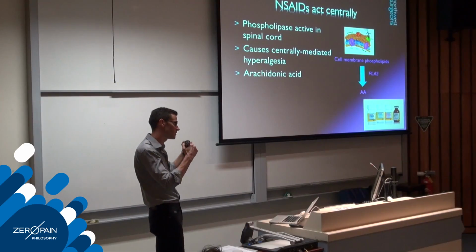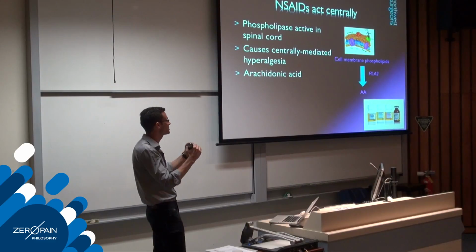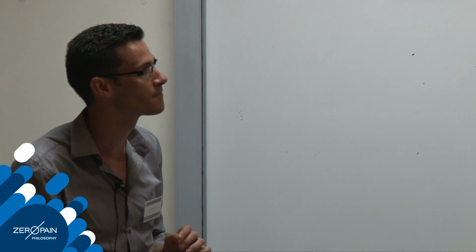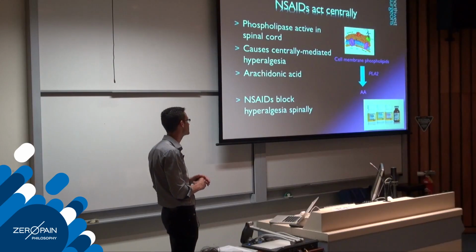We'll look a bit at the central effects of nonsteroidals as well. We know that in very painful and chronically painful cases, phospholipase is active in the spinal cord, and that causes centrally mediated hyperalgesia. So not only have you got peripheral hyperalgesia, you've also got the spinal cord contributing as well, which is a pretty bad situation to be in. And that decreases the production of arachidonic acid, which we know is at the top of our arachidonic acid cascade, contributing to the production of prostaglandins and prostacyclins.